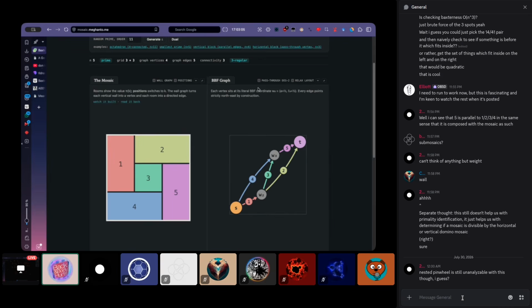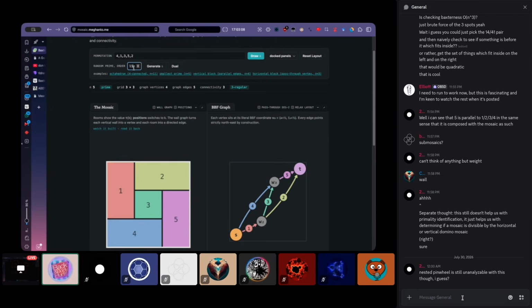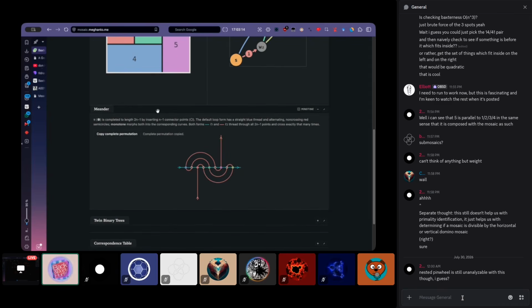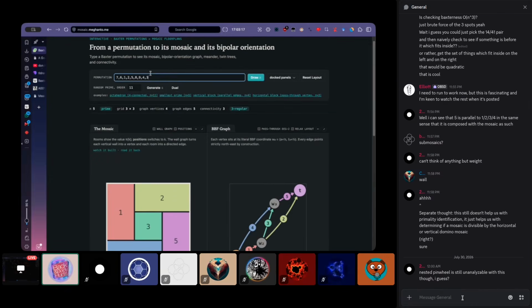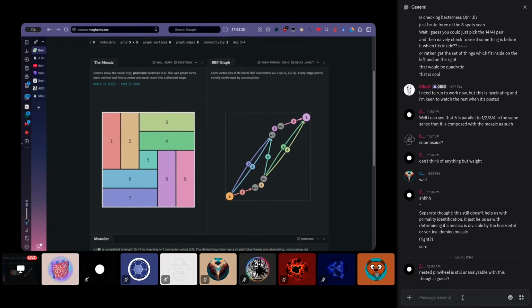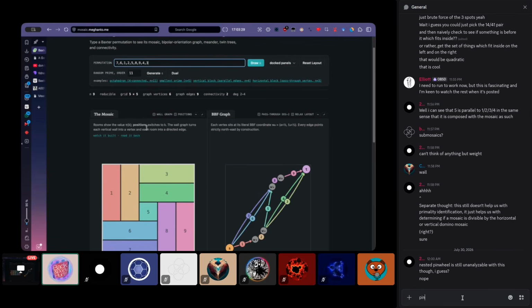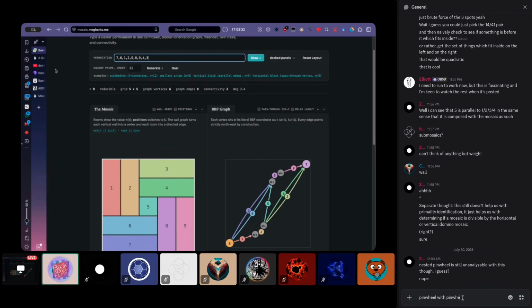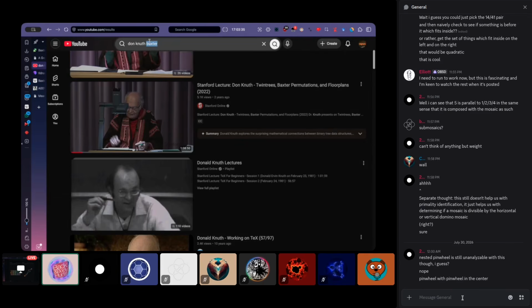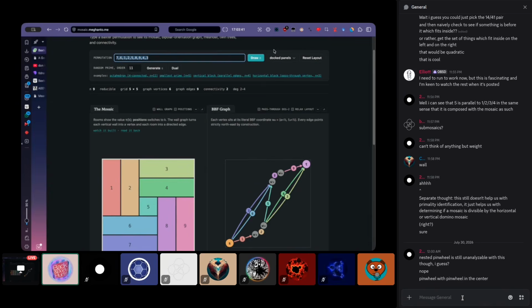So, nested pinwheel. You mentioned nested pinwheel. So let's look at a nested pinwheel. How would that look? I'm just going to paste this. This is a nested pinwheel, right? Is this what you were looking for? I can pull up your video actually. A pinwheel with a pinwheel in the center. Okay, maybe the duals of this. Okay, pinwheel with pinwheel in the center. How would that look?